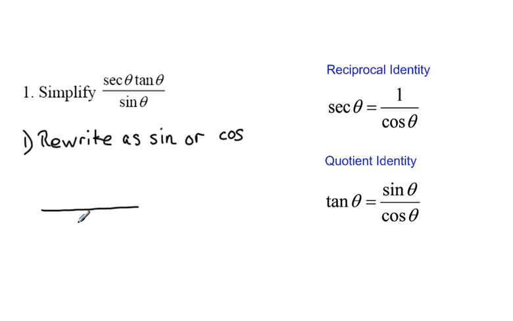This sine of theta in the denominator will remain as sine of theta. Secant of theta, we just saw, is equal to 1 over cosine, so we're going to put a 1 in the numerator and a cosine theta in the denominator. Tangent, we see, is equal to sine over cosine, so we're going to put the sine in the numerator and the cosine of theta in the denominator.